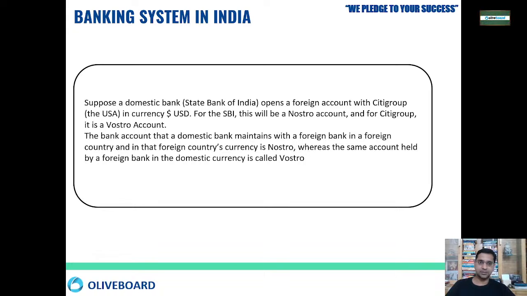Suppose a domestic bank, State Bank of India, opens a foreign account with Citigroup in the USA in US dollar currency. For SBI, it is going to be a nostro account, and for Citigroup, it is going to be a vostro account. So the bank accounts that a domestic bank maintains with a foreign bank in a foreign country's currency is nostro, and for the other bank, it is called vostro.